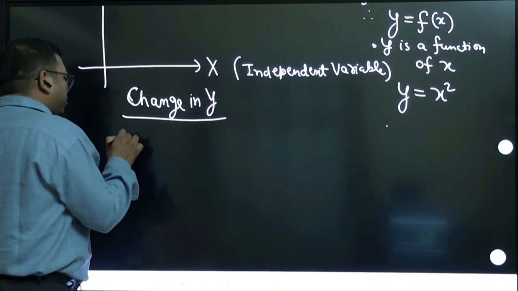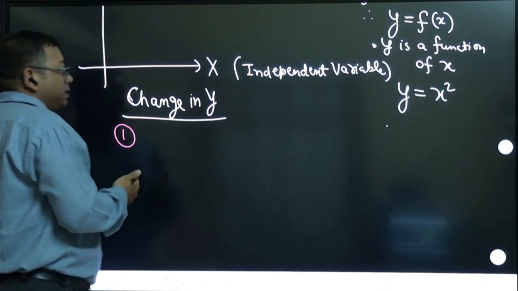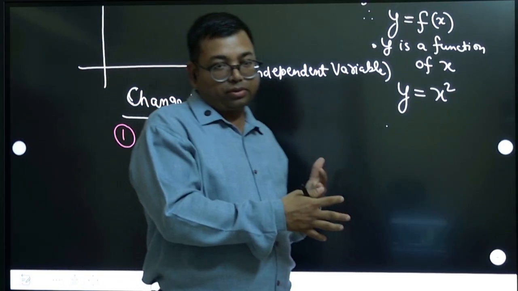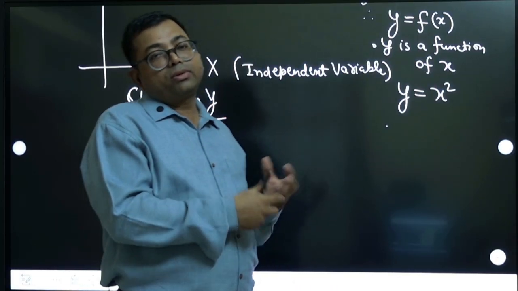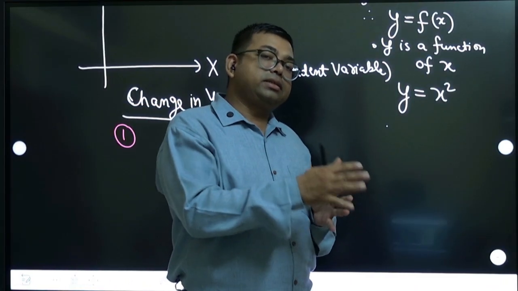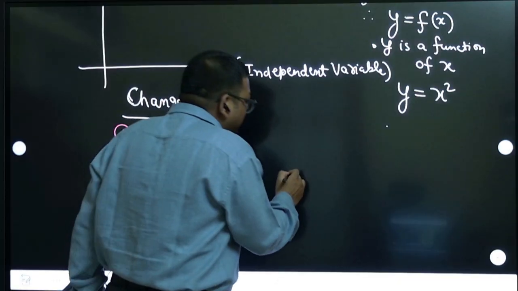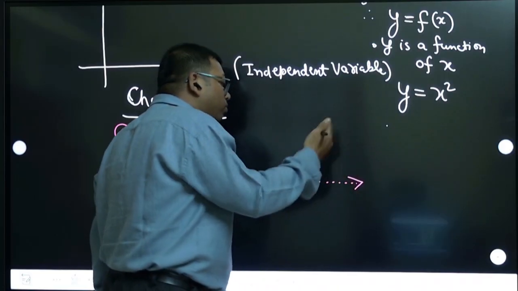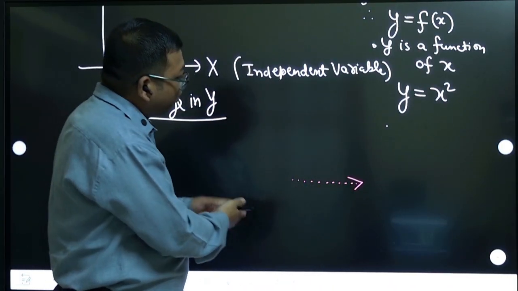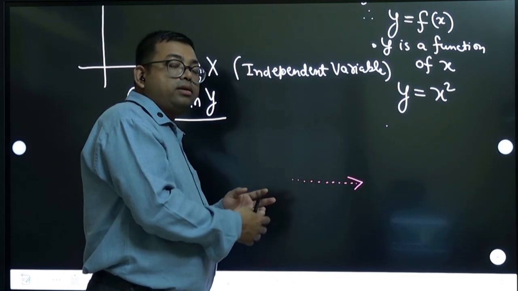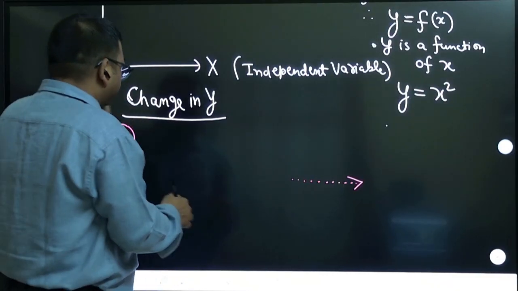Suppose the first kind of change is that as x increases, we are always considering x increases, okay? Note that. Sometimes you may also think x decreases, that is different, but let us consider that x increases always. So as x increases, how will y change? Y can increase, y can decrease, y can remain constant. So three things happen, okay?